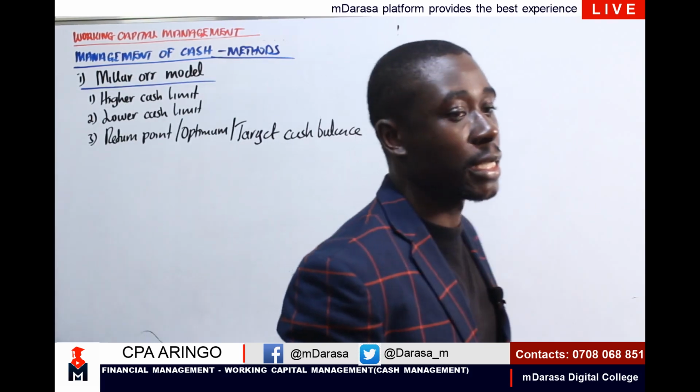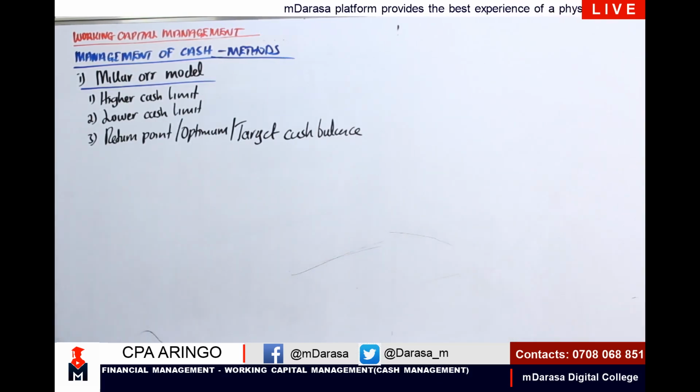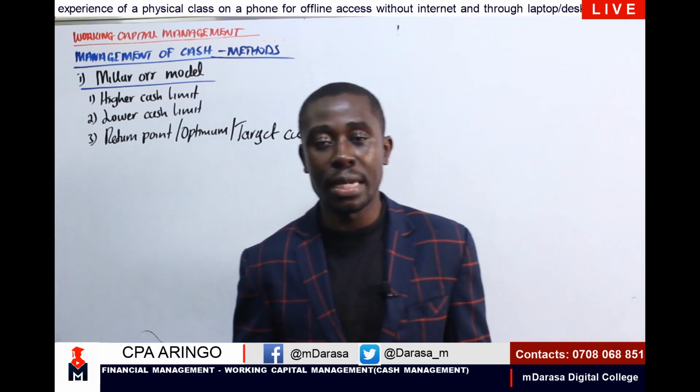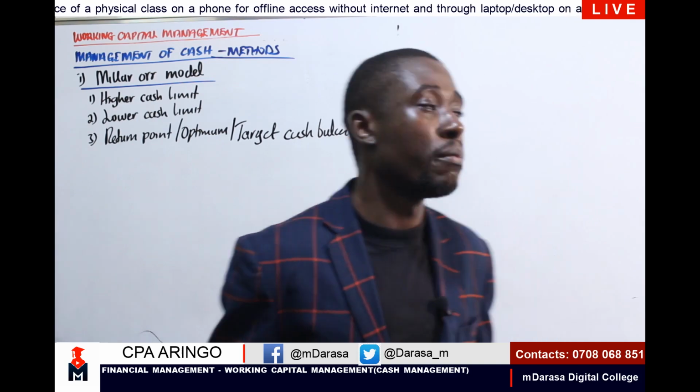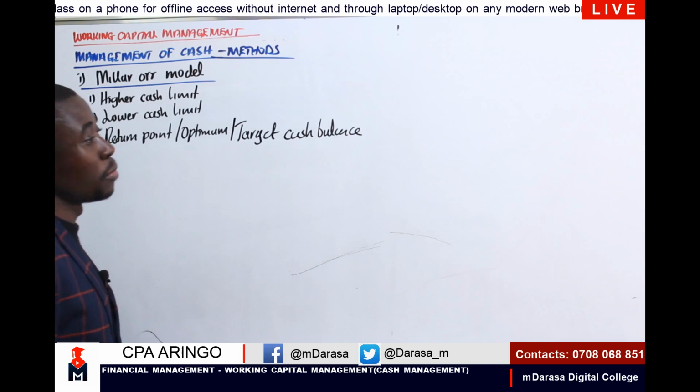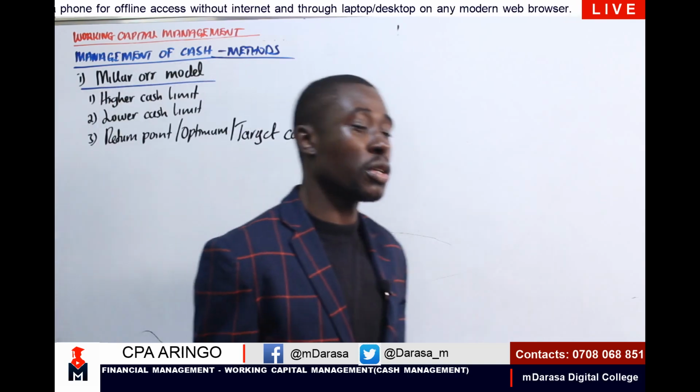So under the Miller-Orr model, we normally achieve the return point by expressing it as a third of spread. There are various terminologies that you must always have at the back of your mind anytime you are talking of the Miller-Orr model. At this point, I was mentioning something to do with spread. Probably one will ask, what is this spread that you're talking about?